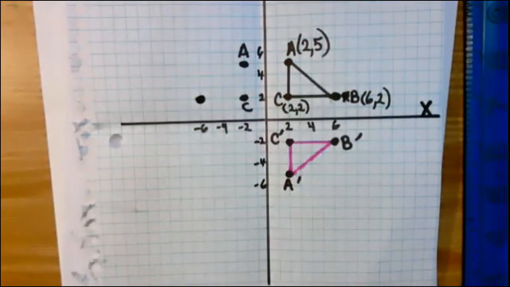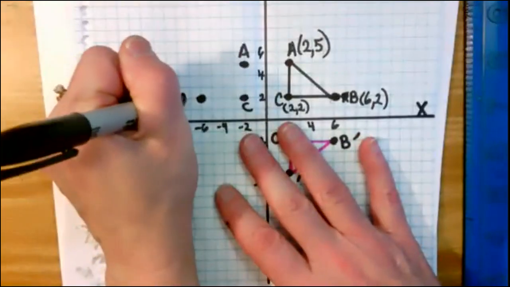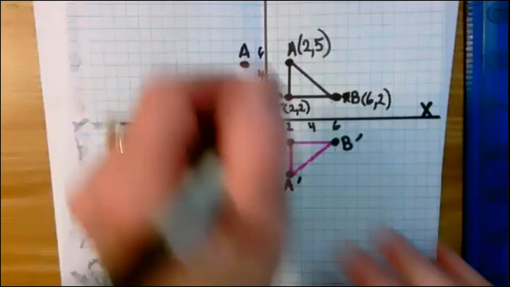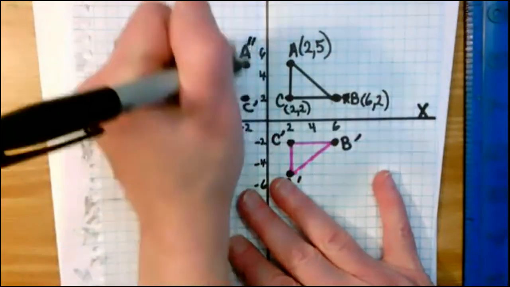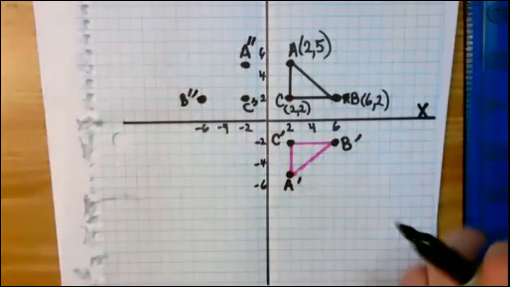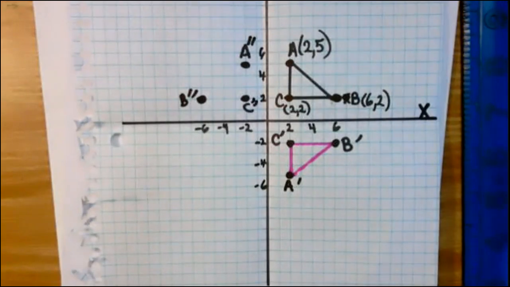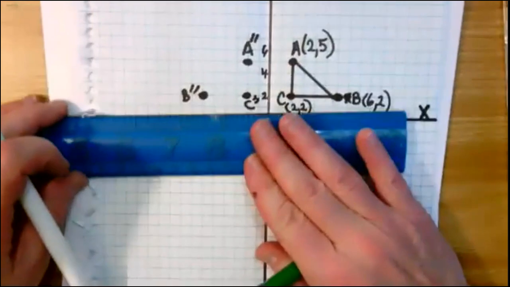Okay. This would be B prime. This would be C prime. And this would be A prime. And we'll make it double prime because it's a different reflection from the first one. And then I should change colors, so I'll make this one green. How fun is that?